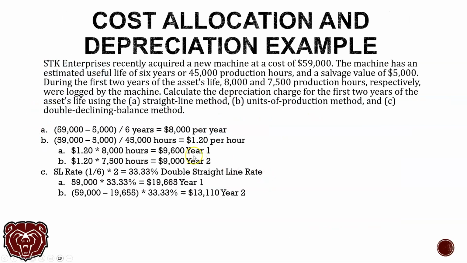So let's take a look at cost allocation and depreciation examples. Let's say the STK Enterprises recently acquired a new machine at a cost of $59,000. The machine has a useful life of 6 years or 45,000 production hours and a salvage value of $5,000. During the first 2 years of the asset's life, 8,000 and 7,500 production hours respectively were logged by the machine. We want to calculate the depreciation charge for the first 2 years of the asset's life using straight line method, units of production method, and double declining balance method.